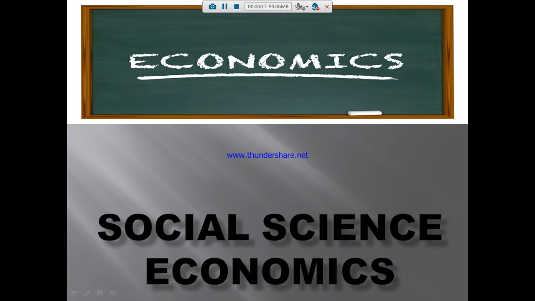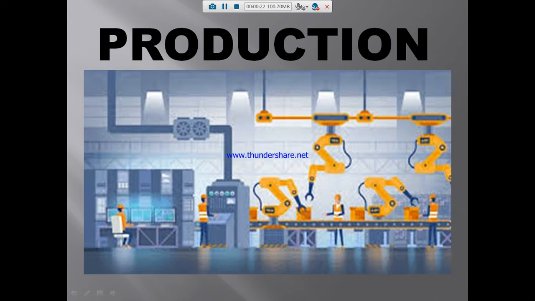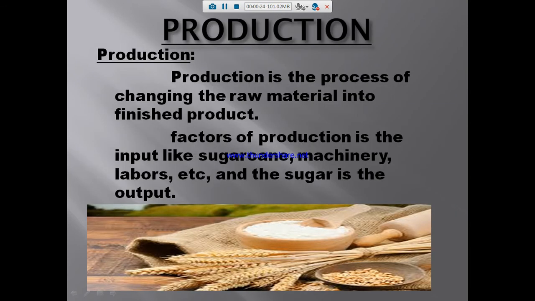Okay. So we are seeing the economics lesson. What's the name of the lesson? Production. In production, we saw the meaning of production in the previous class. Production is the process of changing raw material into finished product. Factors of production are the inputs like sugar cane, machinery, labor, etc. And what is the output? Sugar is the output. So what is the meaning of production? Production is the process of changing raw material into finished goods.